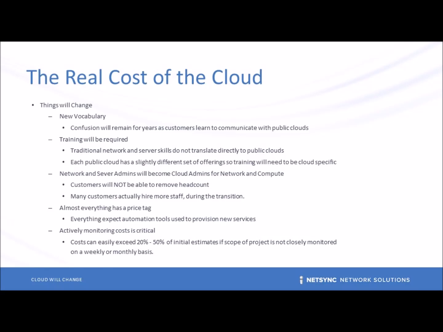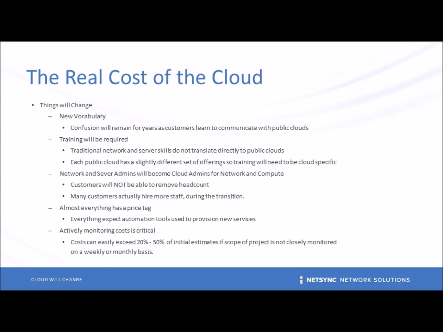Traditional network servers and skills do not translate directly to public clouds. We have lots of customers who are running pristine data centers and they want to go to the cloud and realize that they need months of training, even with their most highly educated engineers, to understand how to translate what they've been doing into how they might do it on a platform like AWS or Azure. Each public cloud has a slightly different set of offerings, and training will need to happen in both clouds or in any cloud that you want.